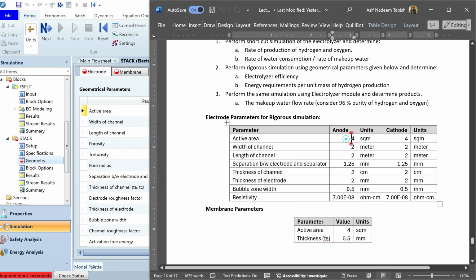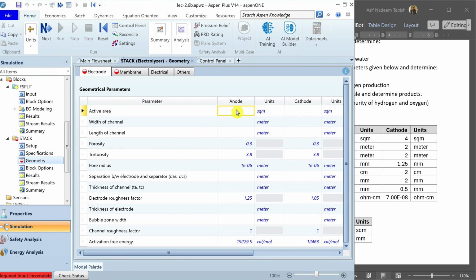So here are the geometrical details of the electrodes and the membrane. The active area is 4 square meter. The channel length and width are 2 meter each. So define 4 square meter as the active area of anode and cathode, 2 meter width of both of the channels, 2 meter as length of both channels.